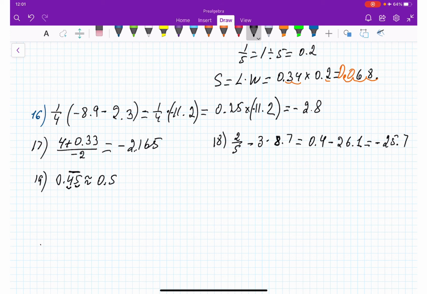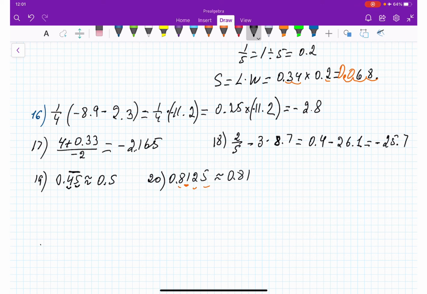Next one, number 20. Round the decimal to the nearest hundredth. 0.8125. This is our tenths, this is hundredths, this is thousandths, and this is ten-thousandths. So we need up to the hundredths, which means up to here. Since after 1 we have 2, I'm not rounding up, and it's going to be approximately 0.81.